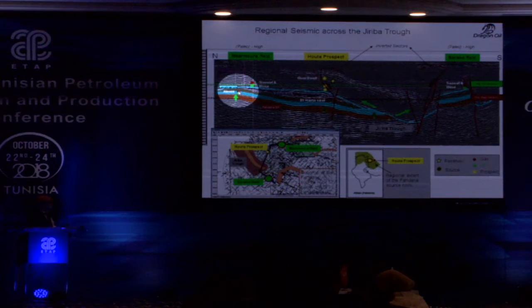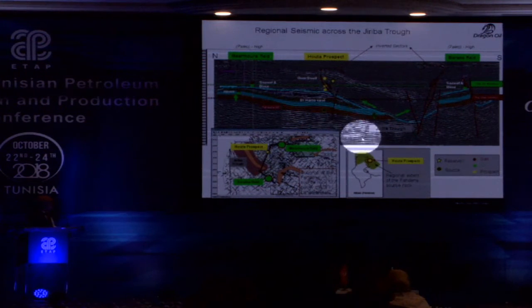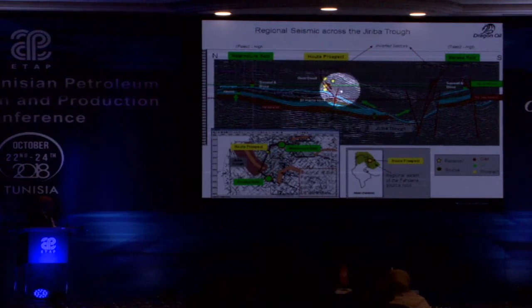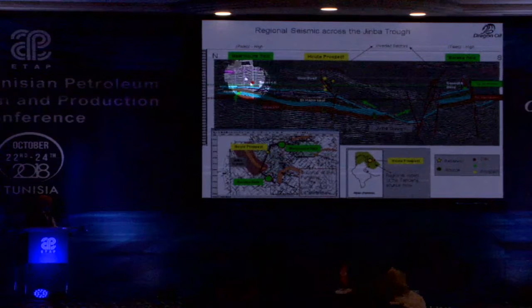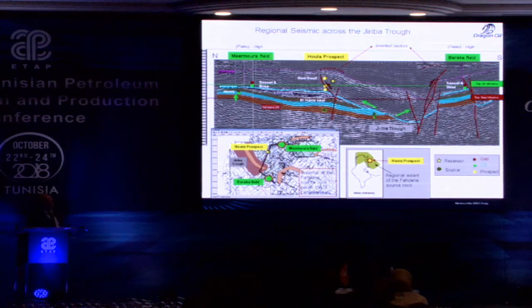And trapped below the Al-Haria seal. But it can go in the Jiriba trough and migrate upwards to fill this, source this. That is what we are proposing. But if you look at the system, is it actually compatible with the presence of the hydrocarbons in various fields in the Gulf of Hammamet?